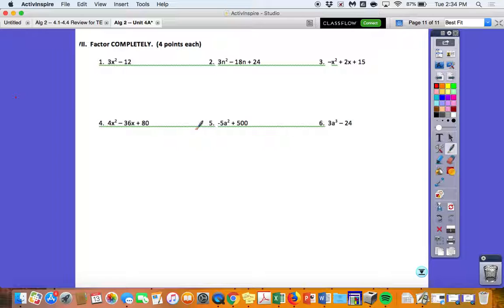When it says factor completely, remember what I told y'all, that was code language for you're going to most likely have to factor more than once. So don't stop too soon. Always look after you've factored once. Always look at what's left and see if you can make it go again.